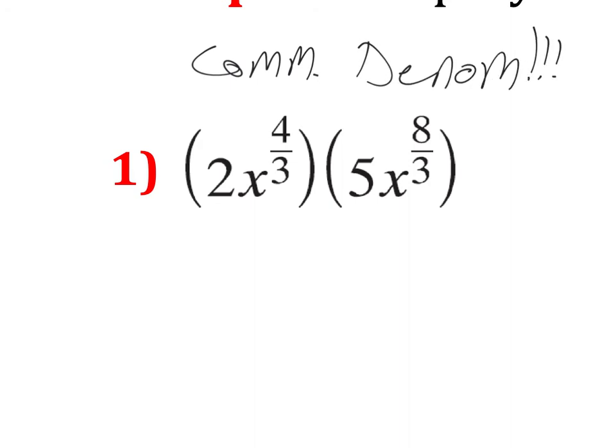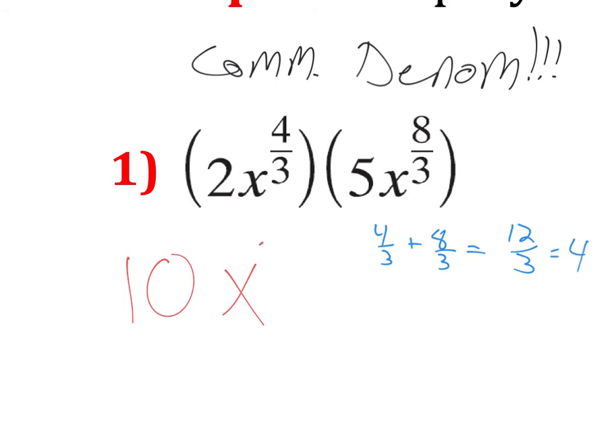Okay, so here we're going to have 2 times 5 is 10. Then x to the power of, let's see, if I have 4 thirds, I'm adding that to 8 thirds. Hey, they already have the same denominator. That's awesome. So that'd be 12 thirds. So I add the numerator straight across. Well, 12 thirds, that's just 4.